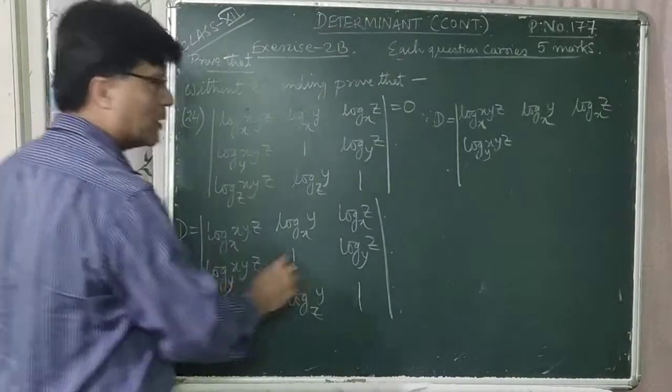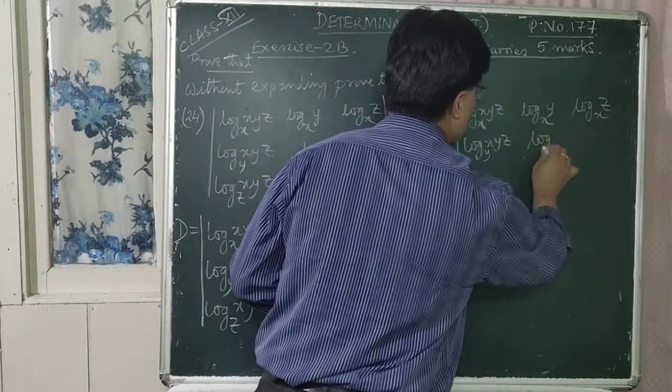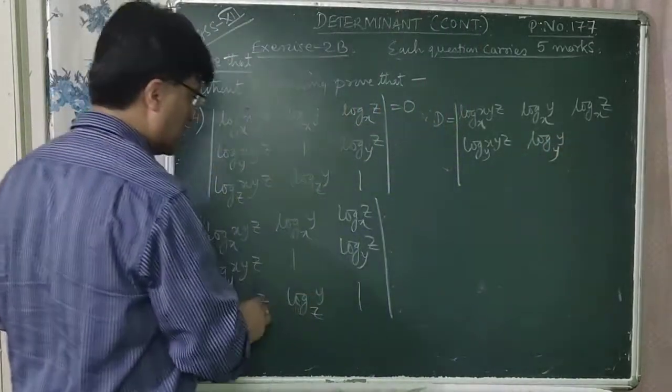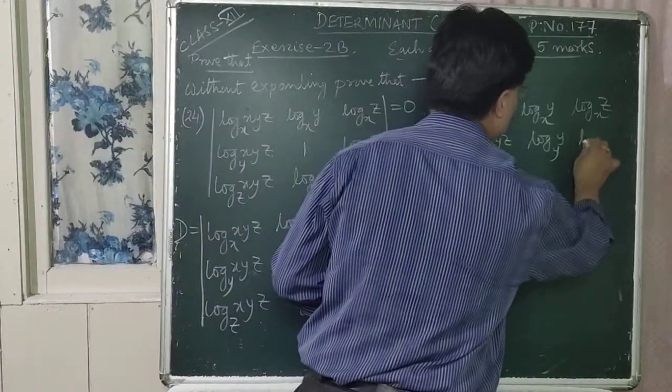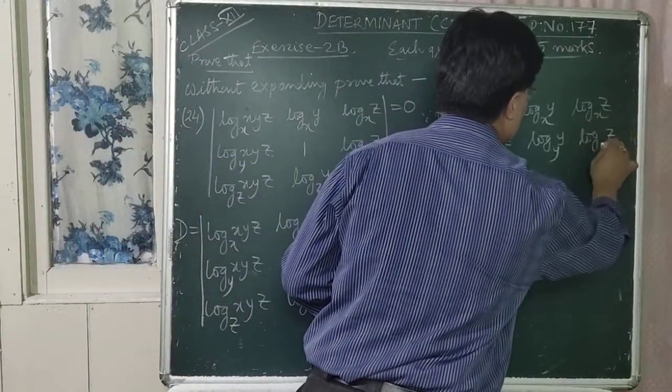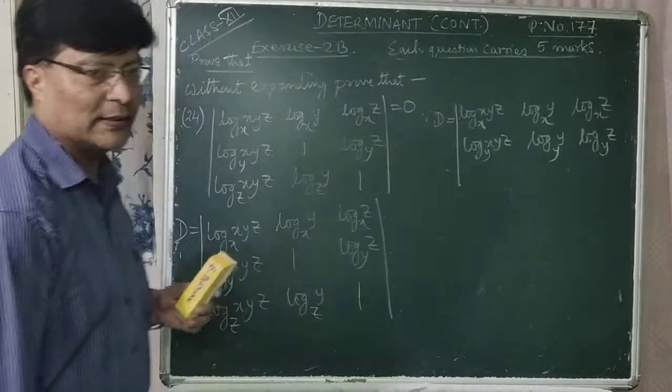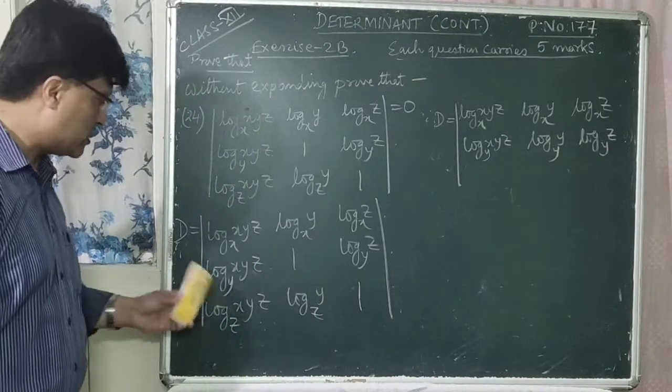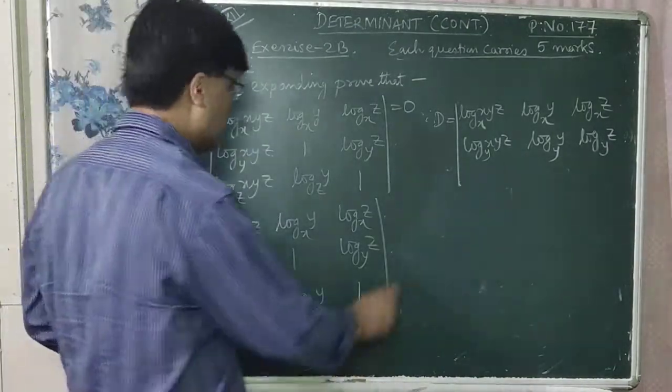Okay, instead of 1, what will you write? It is log y base y, right? And log z base y. This is log z base y. Is that clear? Now similarly, what is the third row here?